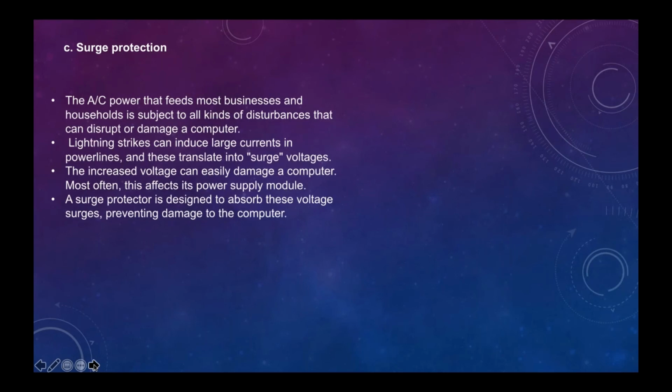Right, surge protection. A surge is an issue with the alternating current power that feeds the computers in our homes and in our businesses. Sometimes if there is a disruption in the power supply, or if lightning strikes, it can induce large currents in power lines. So there will be too much electricity coming through to the computer. And if too much electricity comes to the computer, it often damages the power supply for the computer. That is called a surge.